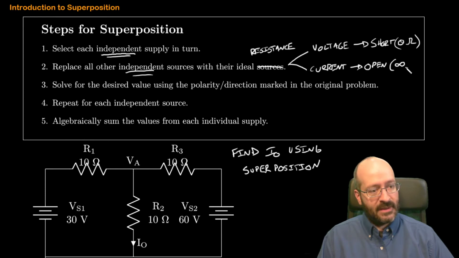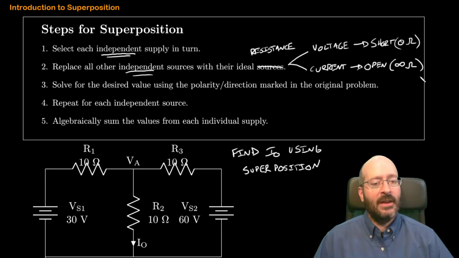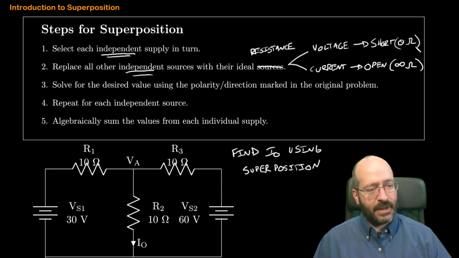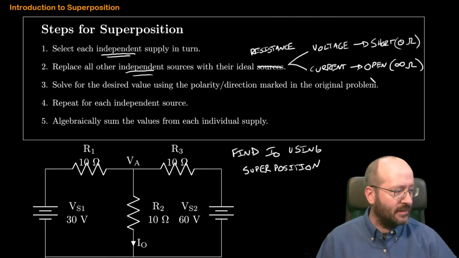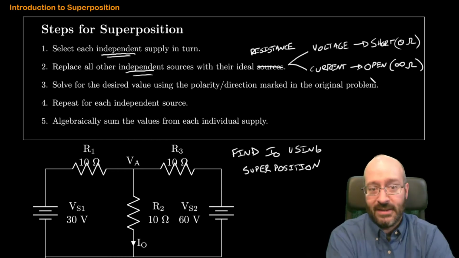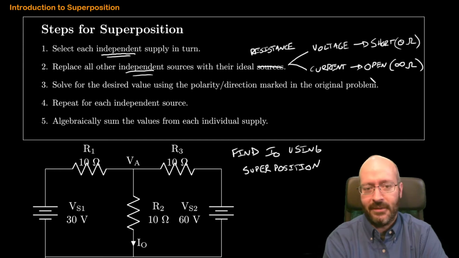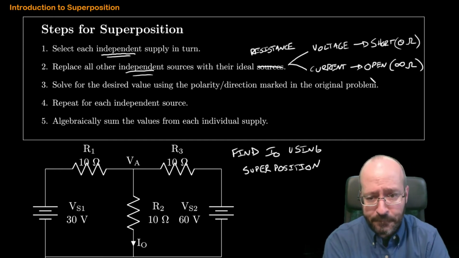Think of that as an infinite resistance. Okay, replace all other independent sources with their ideal resistance. Okay, voltage supply is a short, current supply is an open. I usually tell you to write that on your cheat sheets because it's important, and getting them backwards gets you the wrong answer. It's a pretty silly thing to get backwards and get the wrong answer if you do everything else right. So commit that to memory if you can.